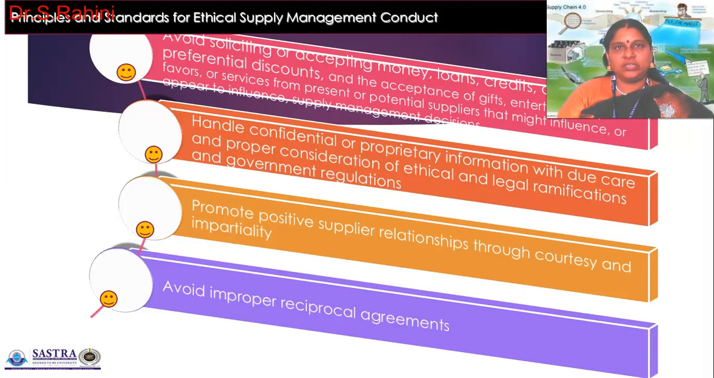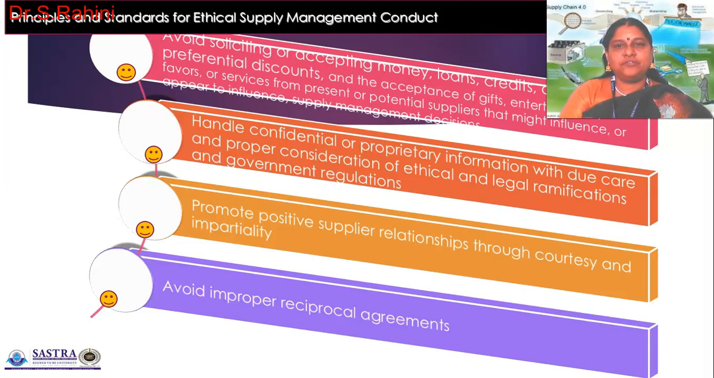Avoid soliciting or accepting money, loans, credits, as I already explained to you. You should not go only for the welfare of your own line or the profit. You should also do the business ethically. Preferential discounts, and the acceptance of gifts, entertainment, and favors, all these things will lead to unethical moves in the market, which may in turn exploit the customers. That should not give you long-term business returns. So this may influence or appear to influence the supply chain decisions also.